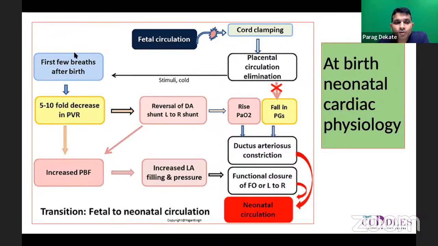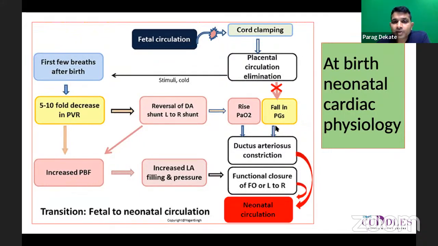And simultaneously, there are a few breaths. Because of that, there is a fall in the pulmonary vascular resistance. There is a decrease or reversal of the ductus arteriosus flow because the PVR is dropping. So from the systemic circulation, blood will come into the lung. Because of that, there is increased pulmonary blood flow, more blood going into the LA, and there is a closure of the foramen ovale.